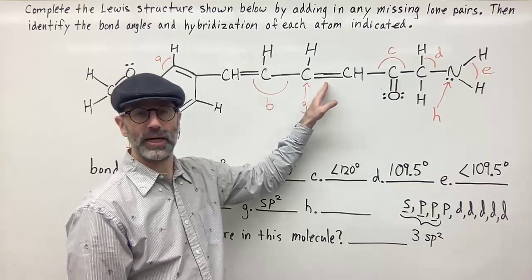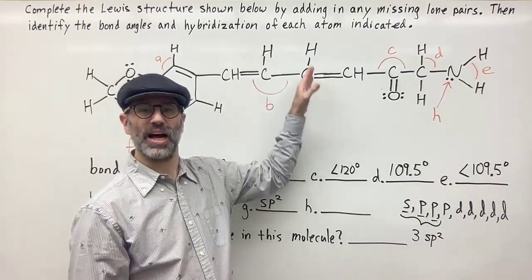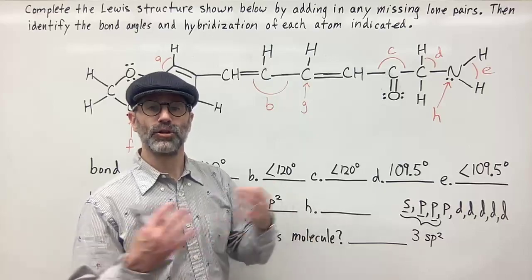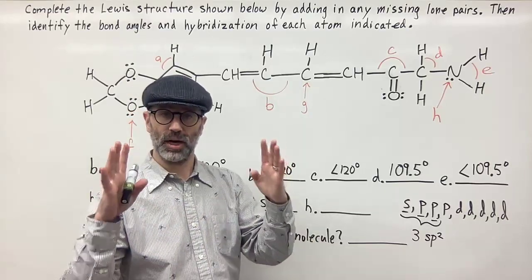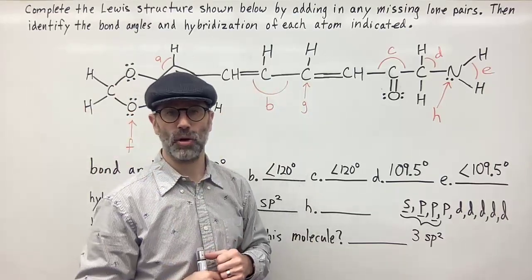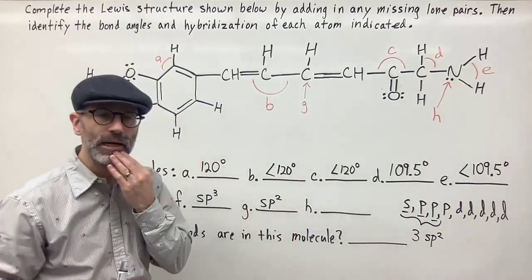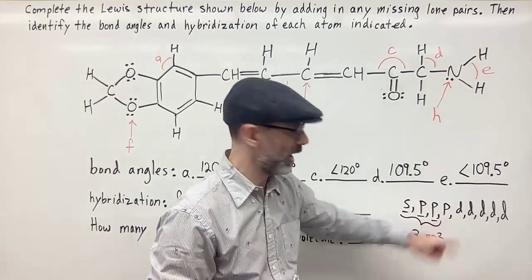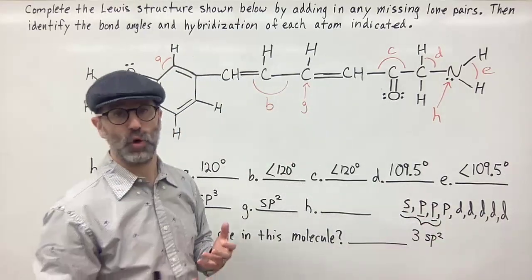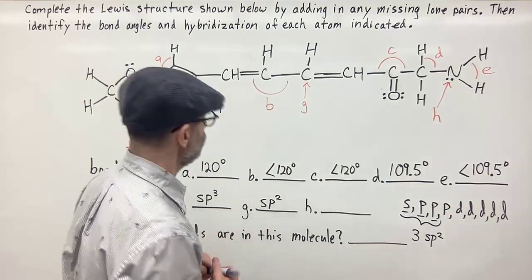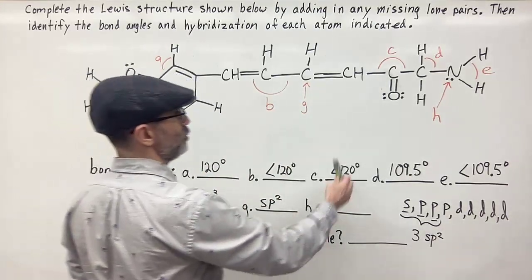So the double bond here is going to have 1 sigma, and that other bond in the double bond is a pi bond that's created by the overlap of unhybridized p orbitals on this carbon and that carbon. Okay, so I just wanted to point out that we have that unhybridized p orbital left over, and so we have a pi bond there.